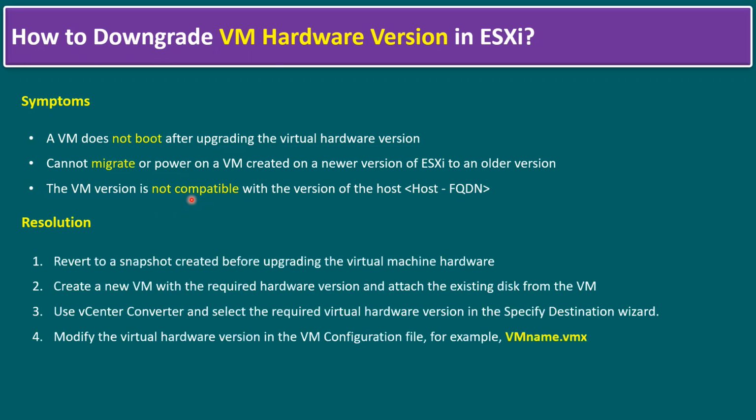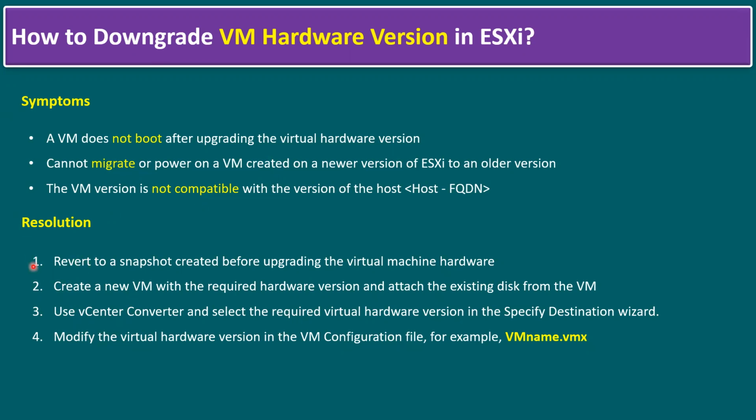Now I'm going to explain how to downgrade the virtual machine hardware version. We understood the ESX versions and corresponding virtual machine hardware versions. Secondly, we understood the symptoms. Thirdly, we are going to validate the resolution steps. For the resolution steps, we have four options. You can use any one option to resolve it. No need to apply all options, only one option is needed.